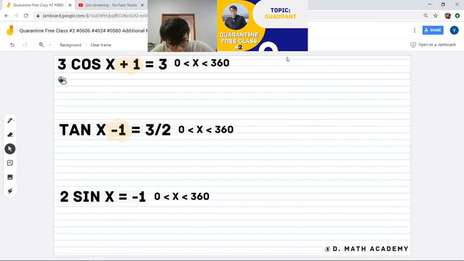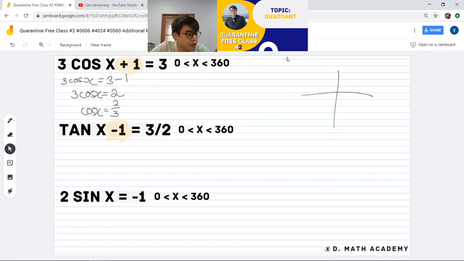Okay, nothing unusual, just treat it as per normal. First thing that I got rid of was the 1 over there. Positive 1 changed to the other side, then it becomes minus. So I got 3 minus 1. Okay. Then your answer would be 3 cosine x equals 2. Okay, so your cosine x will be 2 over 3. By illustrating the quadrants over here, you should get your results at the first and the fourth quadrant.